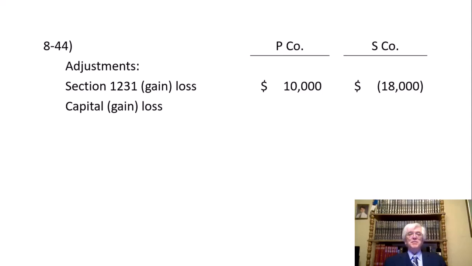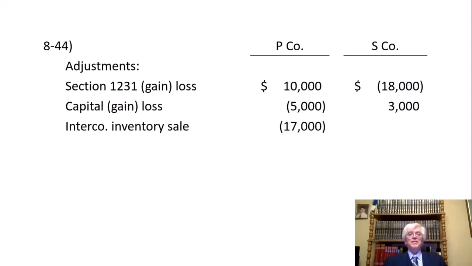For the capital gains, again, subtract the gains, add the losses. P Company had a $5,000 gain, so subtract that. And S Company had a $3,000 loss, add that back. We also had one intercompany item, the $17,000 profit that P Company made from the sale to S. Subtract that out as an intercompany item. S had no intercompany items on its books. And then the charitable deduction, take those out. The amount deducted, $11,200, so add that back. And for S Company, add back the $2,000.